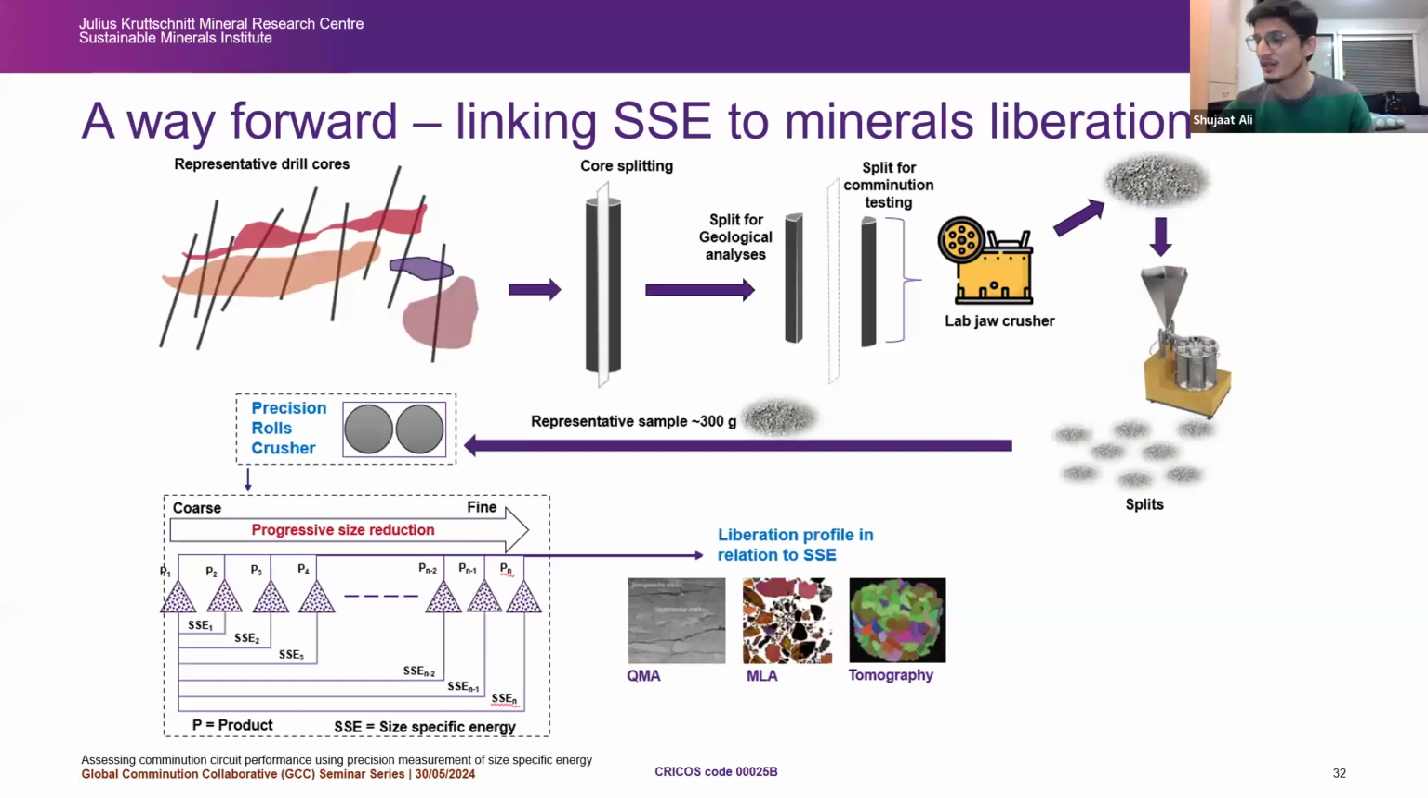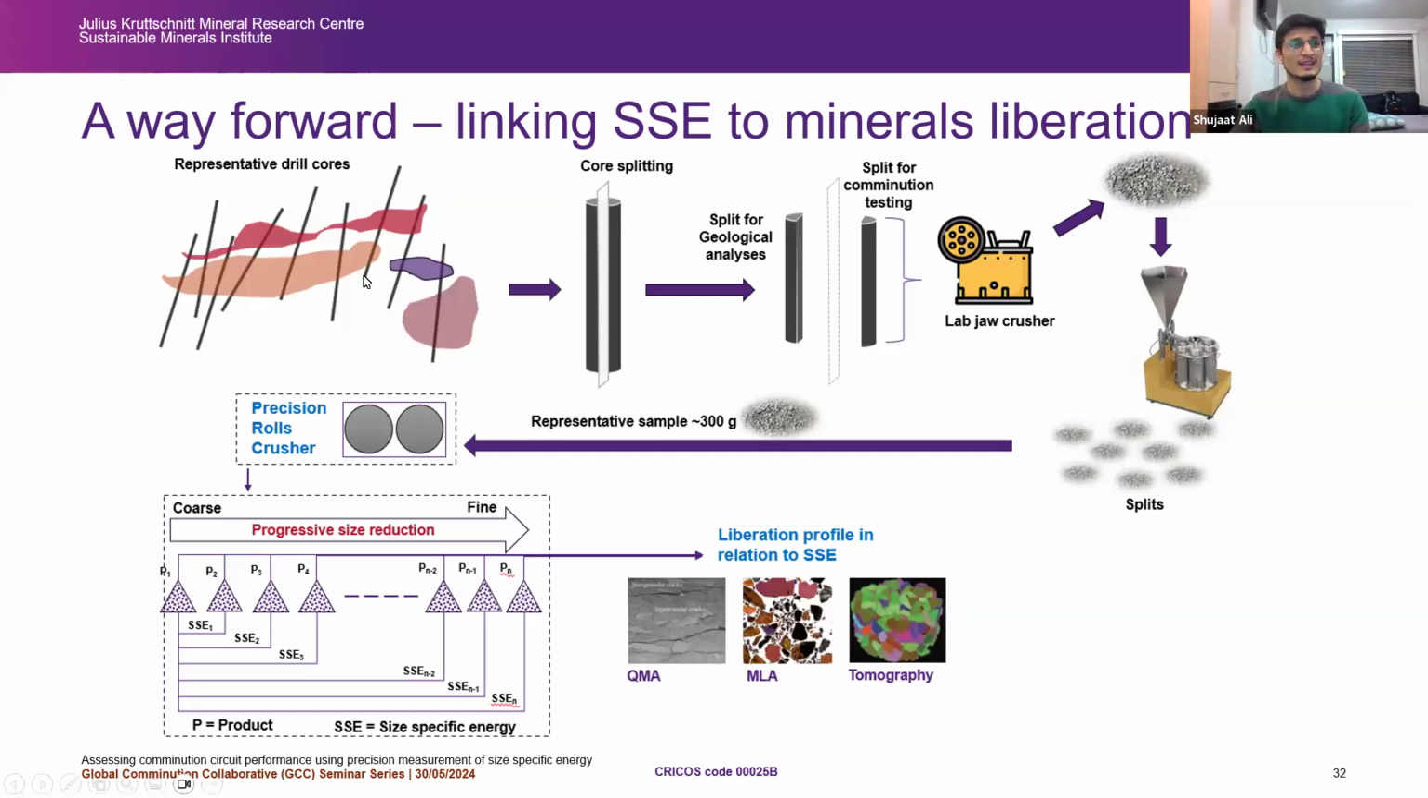Okay, so last few slides. Where are we looking with this method in future? A way forward is to really link the specific energy that we got from the precision roll crusher during our progressive breakage and relate it to our liberation data, because isn't it liberation that we are looking for at the end of the day? Because we are grinding for recovery. So we need to liberate our particles so that we can recover the maximum out of it.